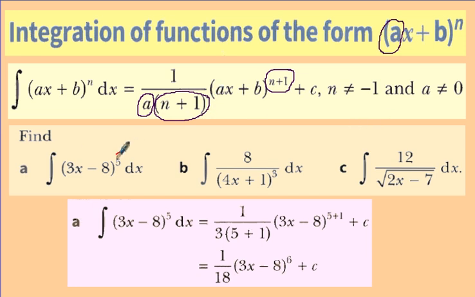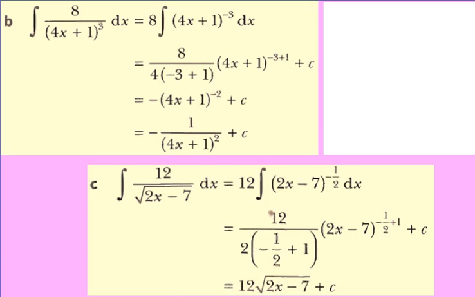So what we'll do, we'll write 5 + 1 and here also 5 + 1 and 1 upon a. What is a here? 3 is a. So 3 comes here. Easy. So we got the answer 3 into 6, 18 and here raised to 6. Very easy.